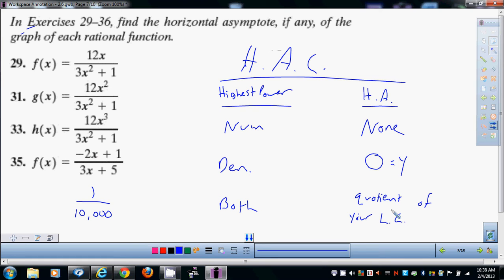So, let's put this into action. 29, where's our highest power? Consult your chart. What's your horizontal asymptote? Y equals 0. Done. 31, where's our highest power? Both. What does that reduce to? Your horizontal asymptote is y equals 4. That's it. 33, where is it? So, 35, well, we already talked about 35.